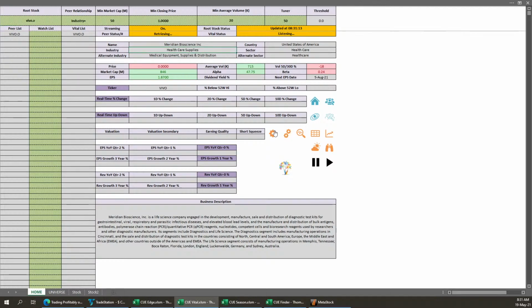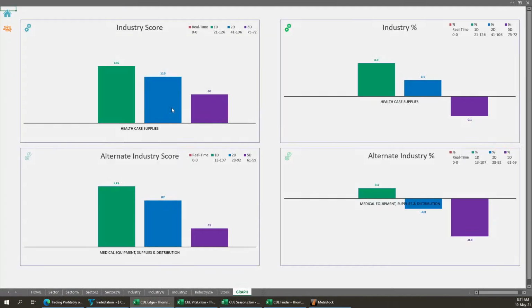Healthcare supplies industry. While it is retrieving data for peers, let's check the industry strength or weakness from Q Edge. The healthcare supplies industry relative score was going up, and the percentage performance was negative over 5 days, over 2 days turned positive, and 1 day is also positive, gradually going up. Score relative to others was also improving.